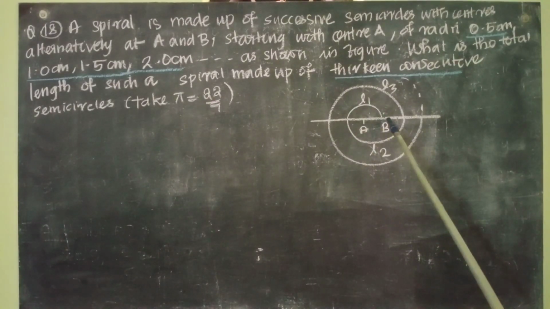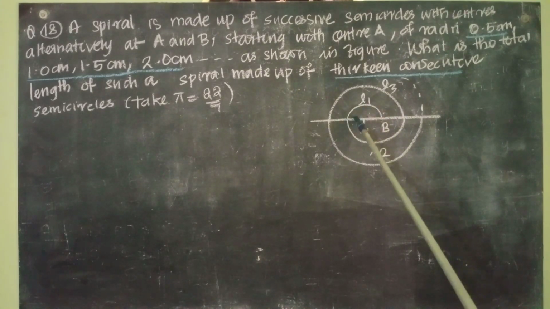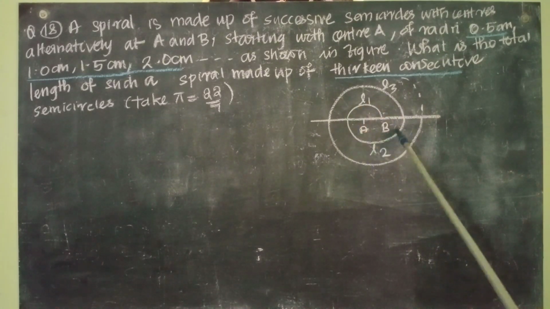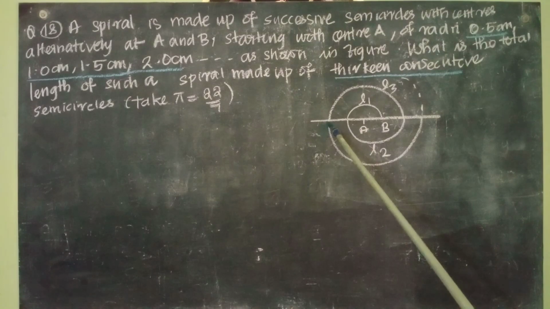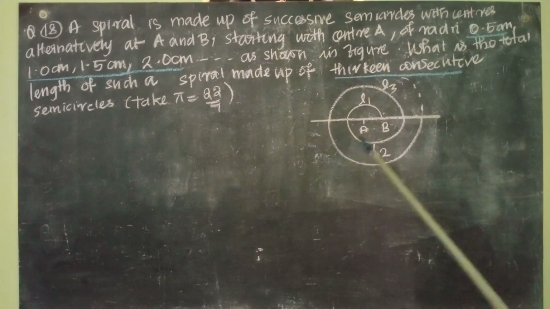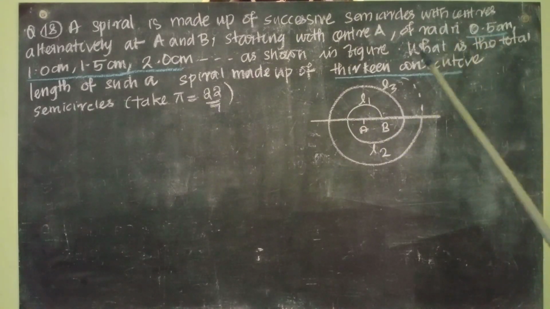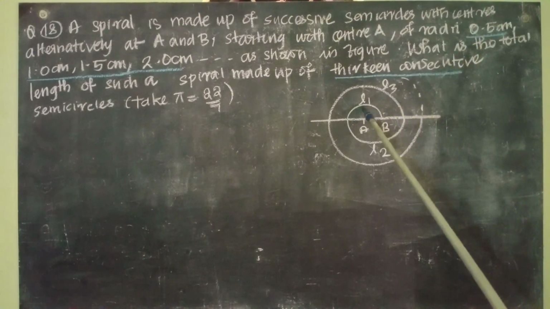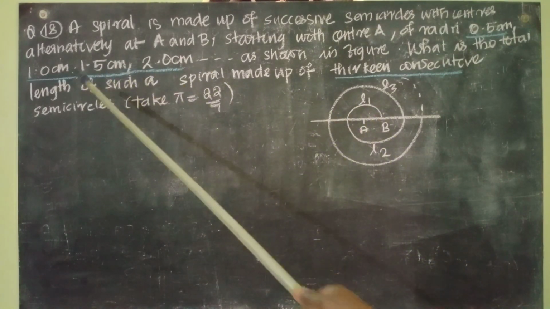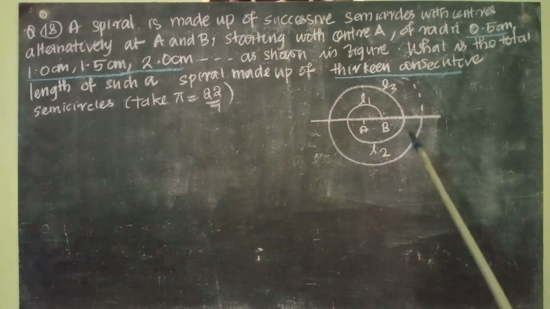So in the figure it is given a spiral is made up of semicircles. Here L1 is the length of the first semicircle, L2 is the length of the second semicircle, L3 is the length of the third semicircle, and so on. The radius of each semicircle is given. The first radius is 0.5 centimeter, then 1.0 centimeter, then 1.5 centimeter, then 2.0 centimeter, and so on.